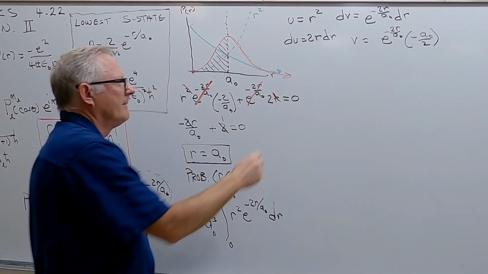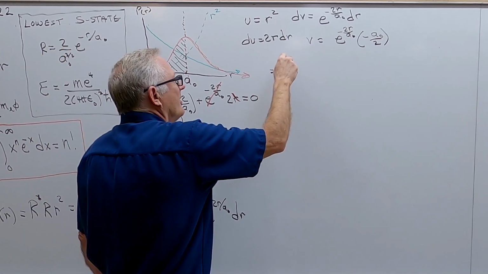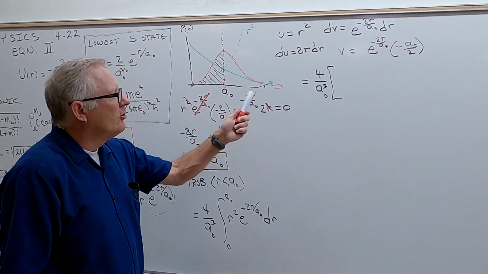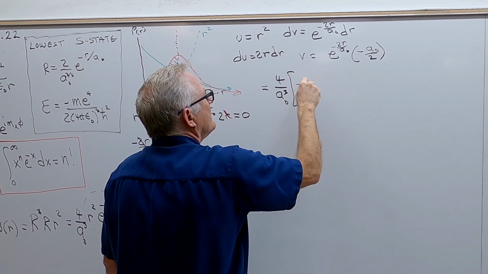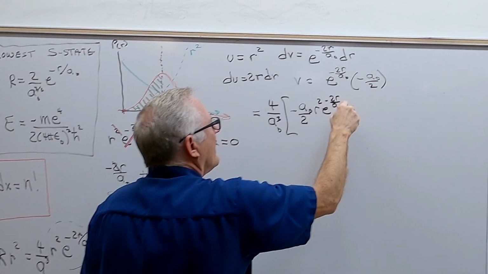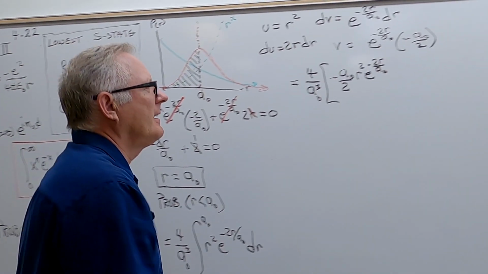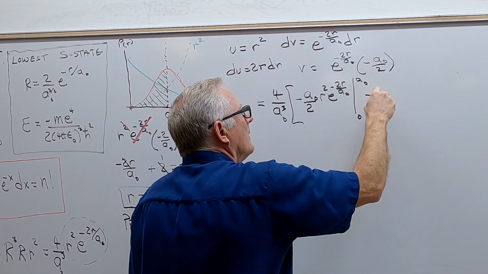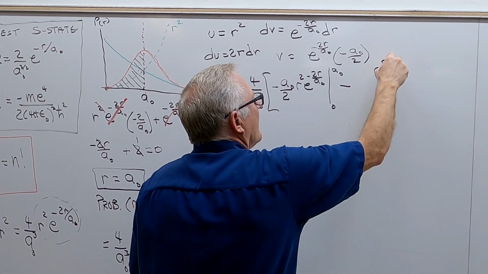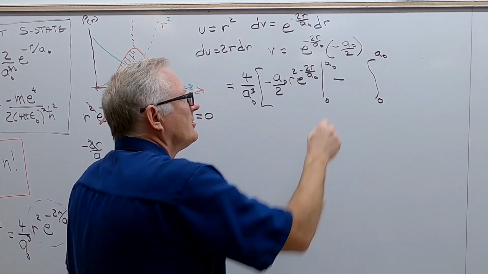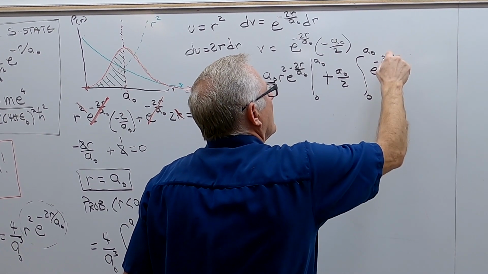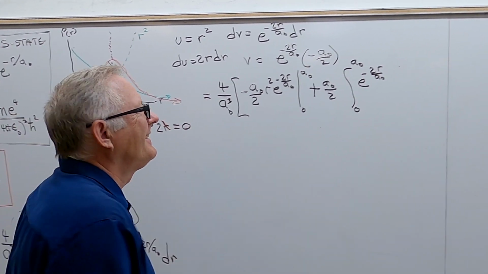Okay, so this integral right here would be, I'll pull out the 4 over a naught cubed. And so we've got uv, which means we've got this times this, which is minus a naught over 2 r squared e to the minus 2r over a naught, evaluated from 0 to a naught, minus the integral of v du, minus the integral from 0 to a naught of v. Well, I have a minus there, so that's going to turn that into a plus a naught over 2 times e to the minus 2r over a naught times 2r dr.